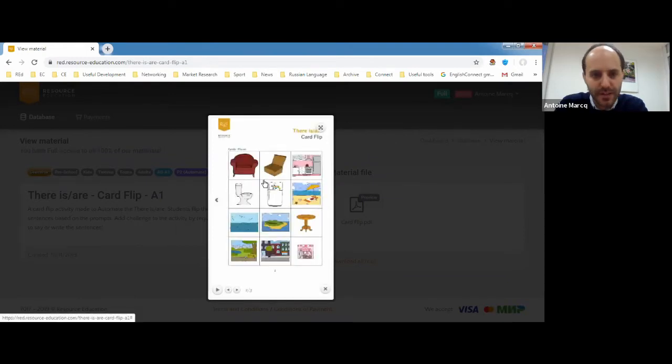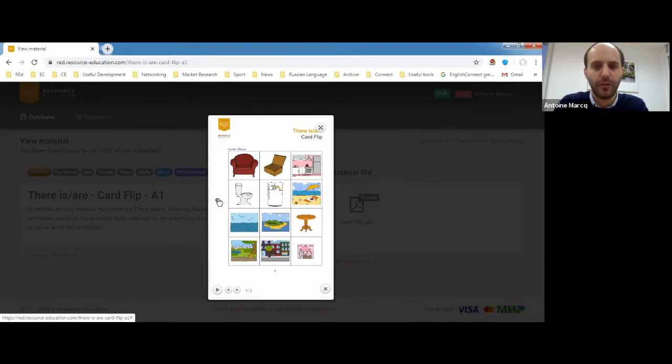Cards, places. So on the sofa, there are four cats. On the beach, there are seven computers. On the table, there's one mug, for example.